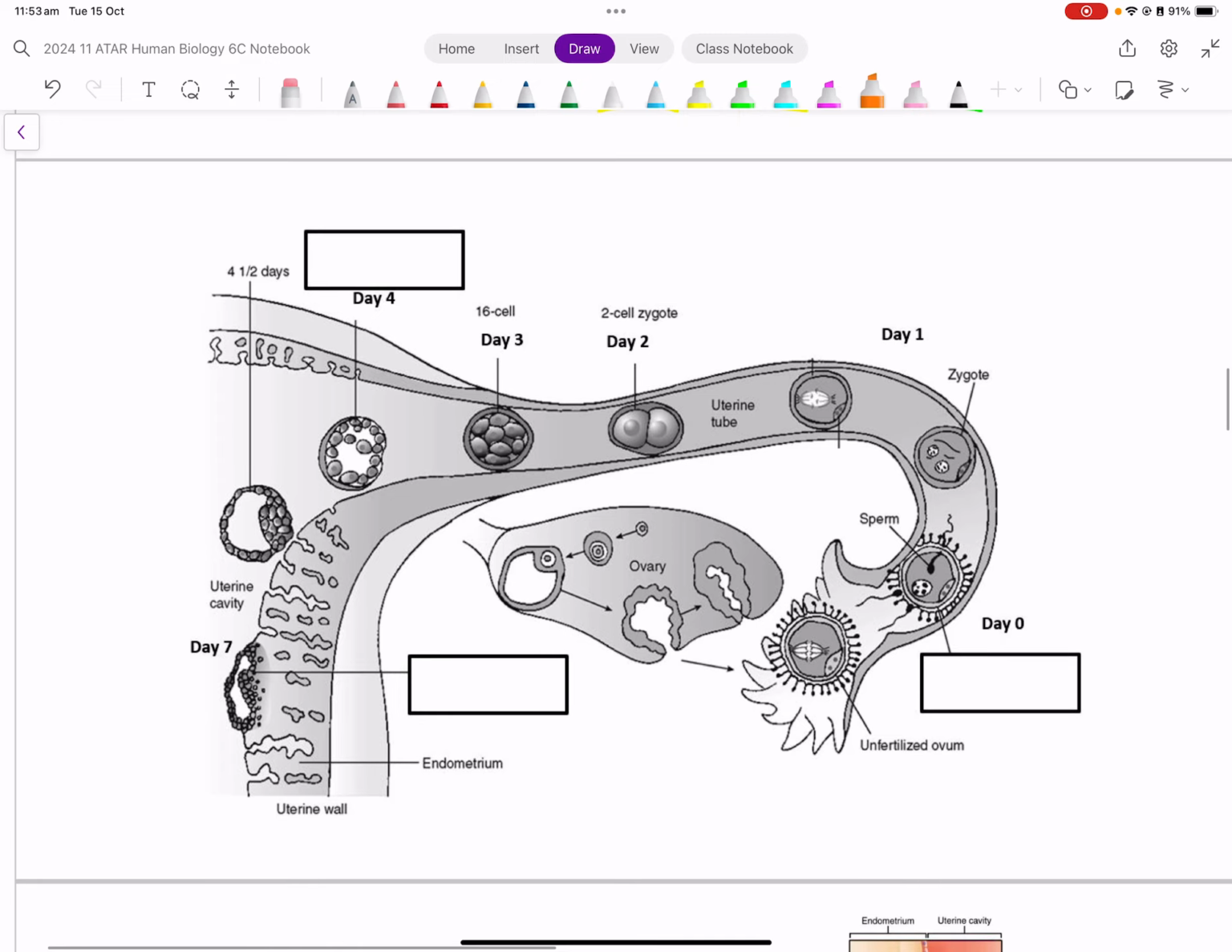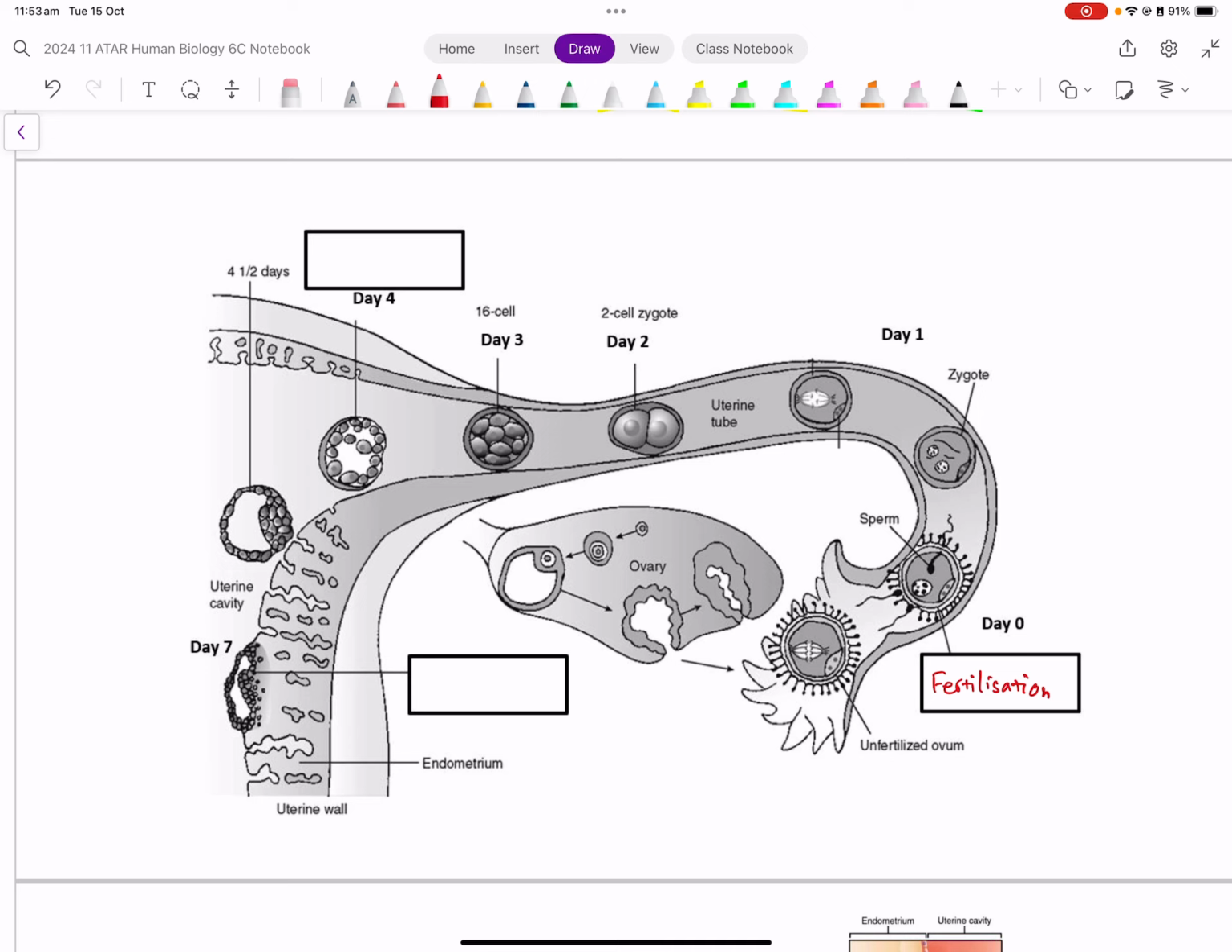When we look at this diagram here, we can now see what starts off in the ovary, and I'll circle the ovary here, with our follicles. These follicles release that secondary oocyte, that unfertilized ovum, and on day 0, we're looking here at a process known as fertilization. Now, we can see fertilization occurring here as the sperm have actually penetrated through the corona radiata, and the zona pellucida.